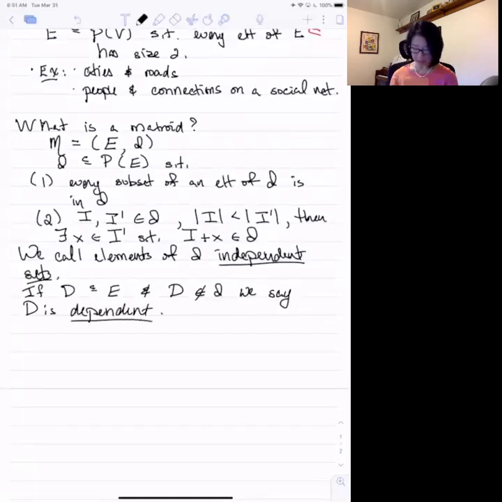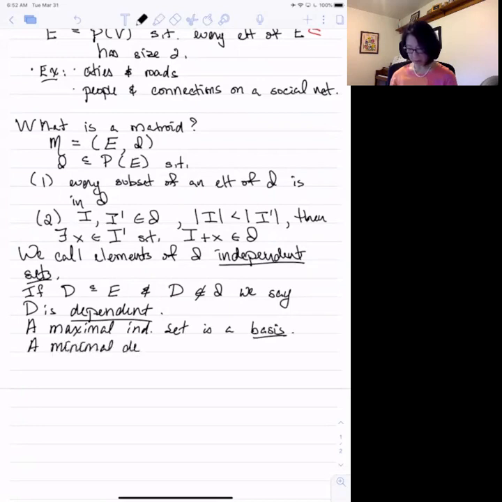And we also know two more definitions: a maximal independent set is defined to be a basis, and a minimal dependent set is a circuit.